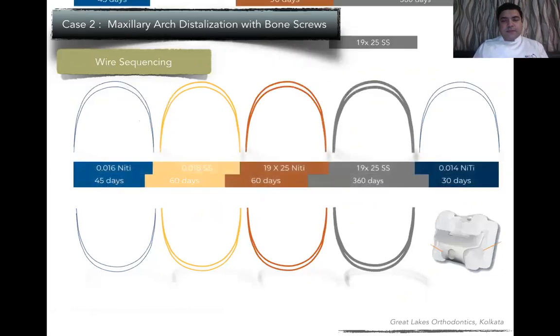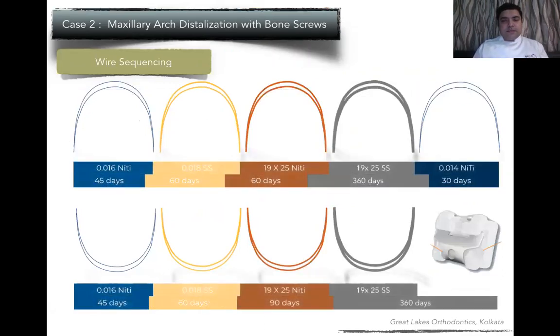So what's the wire sequencing in this case? The wire sequencing is like the normal one. It's starting with 016 NiTi, then 018 SS, then 19x25 NiTi, keeping it for about 60 days or so. And when the leveling and alignment has happened, we would start off with 19x25 SS, which was kept for about 360 days for the distalization of the upper arch. And the settling is done with a 014 NiTi. The lower is merely leveling and alignment. So it's 016 NiTi, 018 SS, 19x25 NiTi, and 19x25 SS.